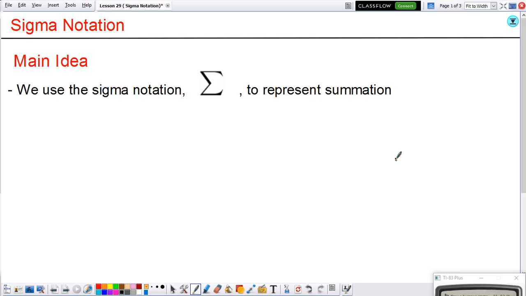Now, today we will talk about sigma notation. The main idea for today's lesson is that we use sigma notation, which is the symbol that we're going to use to represent it.